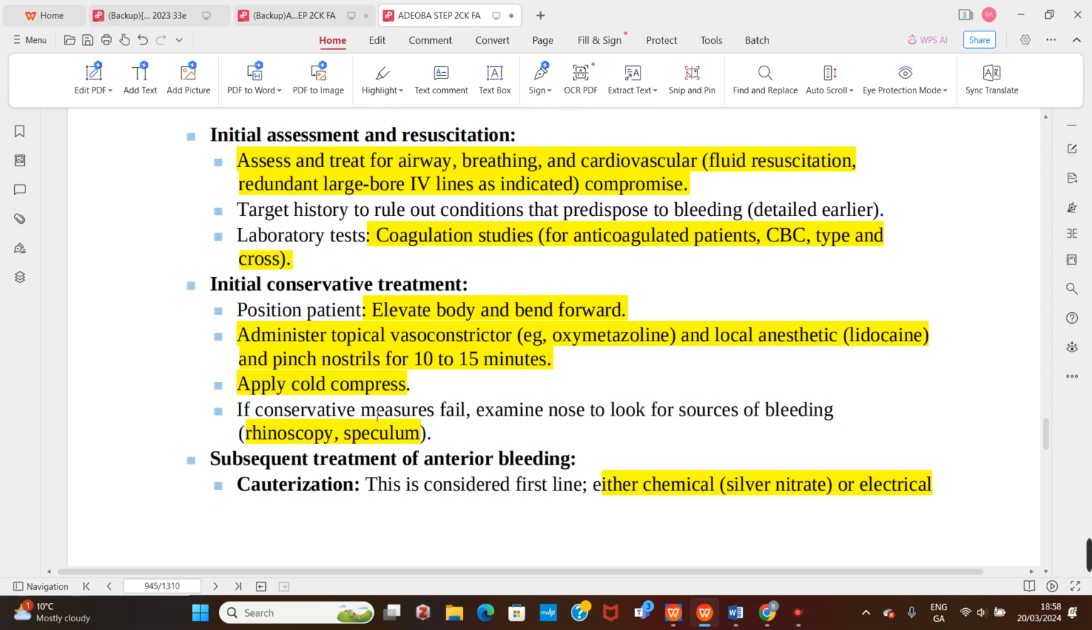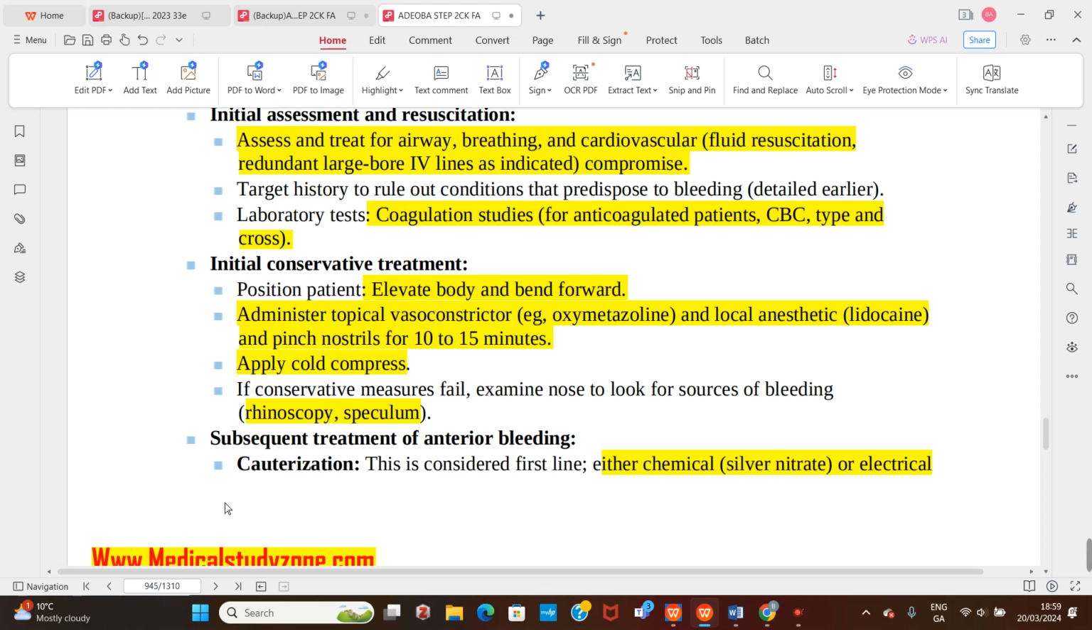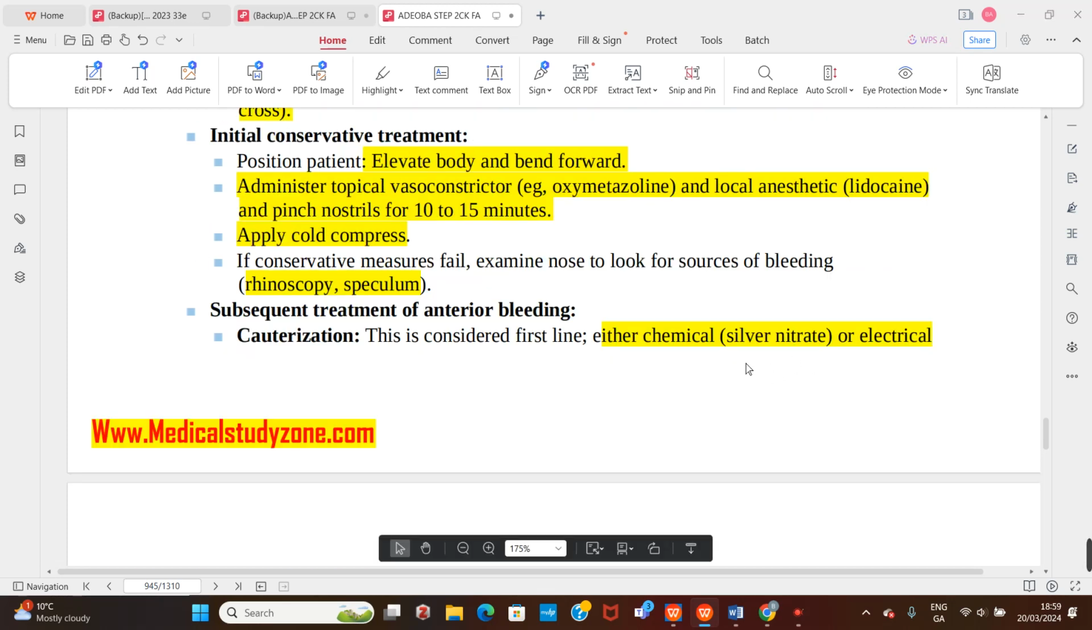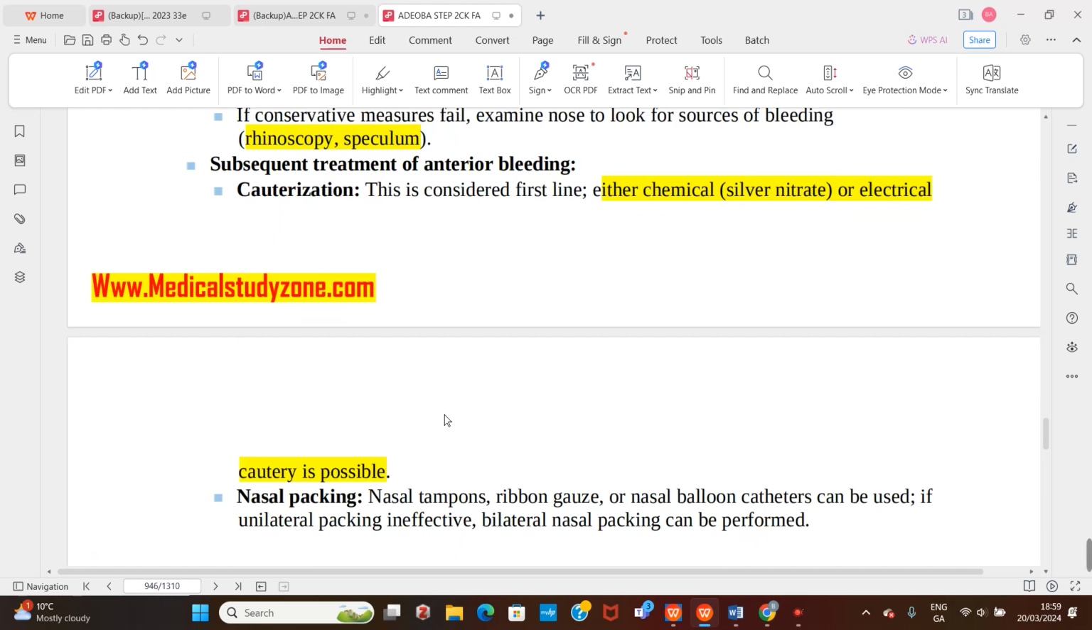So after you have done this treatment and it does not stop, and you have done your rhinoscopy, you have seen that it's anterior, then you can continue by doing cauterization. So cauterization is just a procedure in which you use thermal energy or chemicals to secure hemostasis within a bleeding. So you just obliterate that vessel with heat or chemical. The chemical they use is silver nitrate, or you just use electric cauterization. I'm sure everybody knows diathermy. So it works on the principle of diathermy.